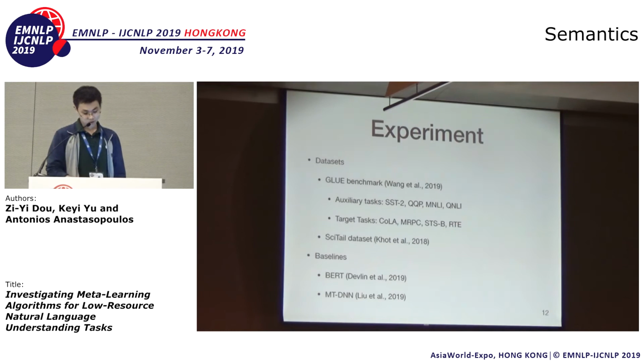And we perform experiments on both the GLUE benchmark and the CITEL dataset. For the GLUE datasets, we treat the four low-resource tasks as our target tasks, and the other four tasks as our auxiliary tasks. We compared our method with the BERT-based model as well as a multitask learning baseline, the MT-DNN-based model proposed by Liu and others.